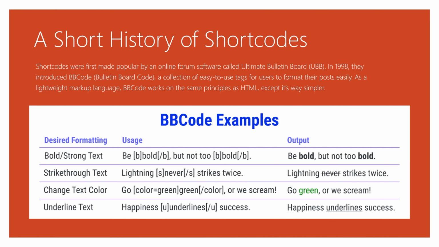Shortcodes were first made popular by an online forum software called Ultimate Bulletin Board. In 1998, they introduced BB Code, Bulletin Board Code, as a collection of easy-to-use tags for users to format their posts easily. As a lightweight markup language, BB Code works on the same principle as HTML, except it's way simpler.